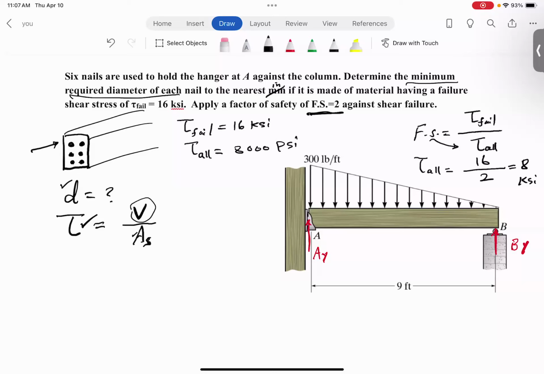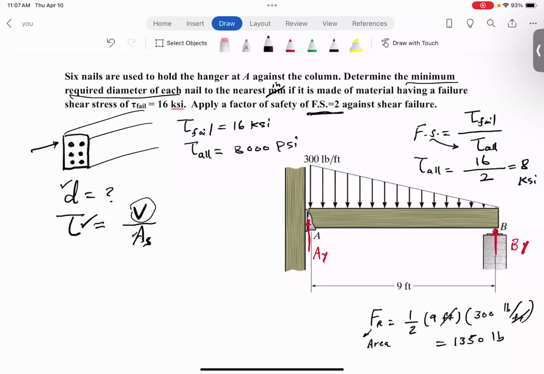All right. So we can change this distributed load to a concentrated load. That concentrated load is equal to the area of this shape, which is 1/2 of the base, which is 9 feet, times the height, which is 300 pounds per foot. And that would be 2,700 divided by 2. That's 1,350 pounds. You can see feet and feet cancel.